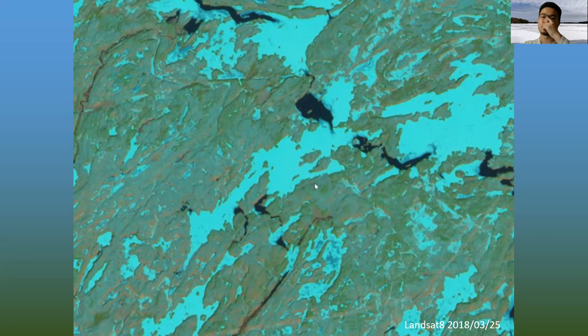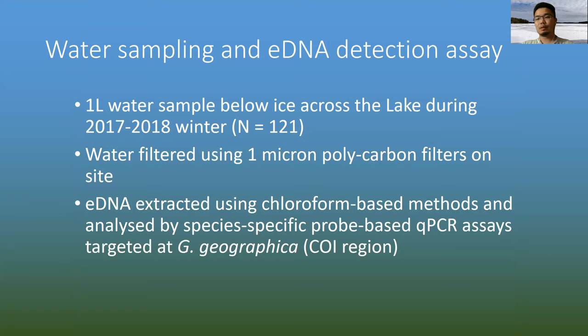Okay, more details on the water sampling scheme we did. We have two winter seasons, the 2017 winter and the 2018 winter. Altogether, we have 121 samples. Each sample contains 1 liter of water taken below the ice. Then the water was filtered on site using a pump, pretty heavy and sturdy, because you are doing on-site filtration in very low temperature.